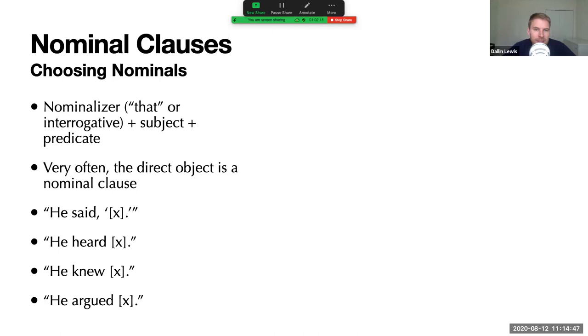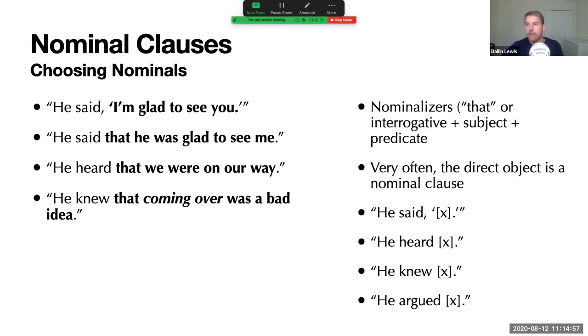You will often find that the direct object of sentences is a nominal clause. In fact, some verbs will almost always be followed by one, such as said or knew or argued. So for instance, "He said, I'm glad to see you." Now in this case, it is an entire independent clause, but it's still functioning as the direct object of said.